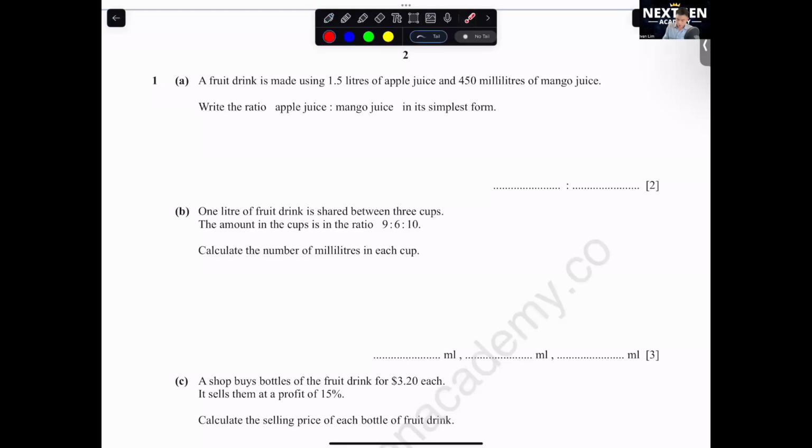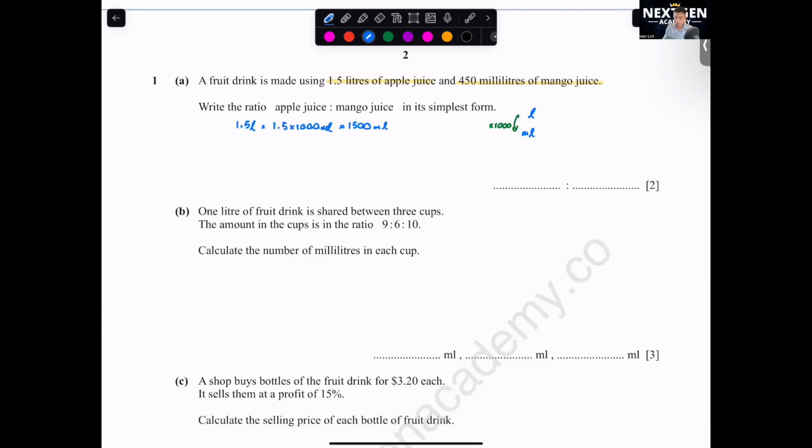A fruit drink is made using 1.5 liter of apple juice and 450 ml of mango juice. Write the ratio of apple juice to mango juice in its simplest form. Okay, first thing, units. One is in liter, one is in ml. So you got to change either both to liters or both to ml. I think change to ml will be easier. So liter to ml will be multiplied by 1000. So I'm going to change this 1.5 liter to 1.5 times 1000 ml, which you'll get 1500 ml.